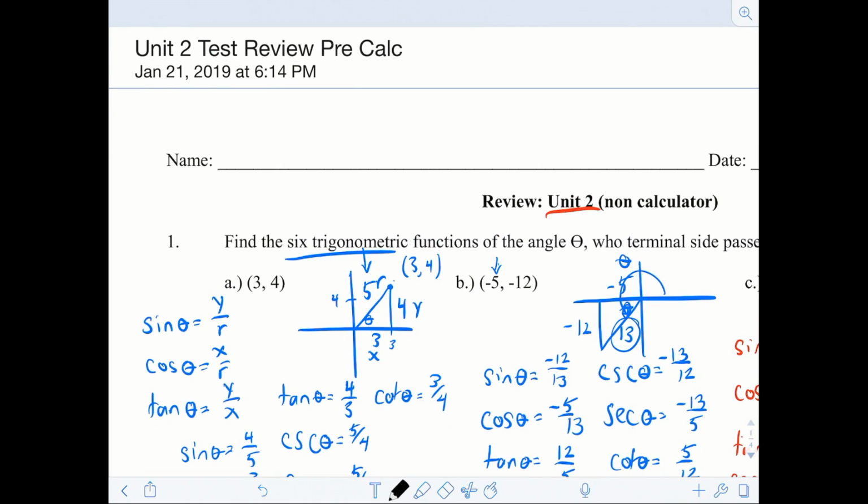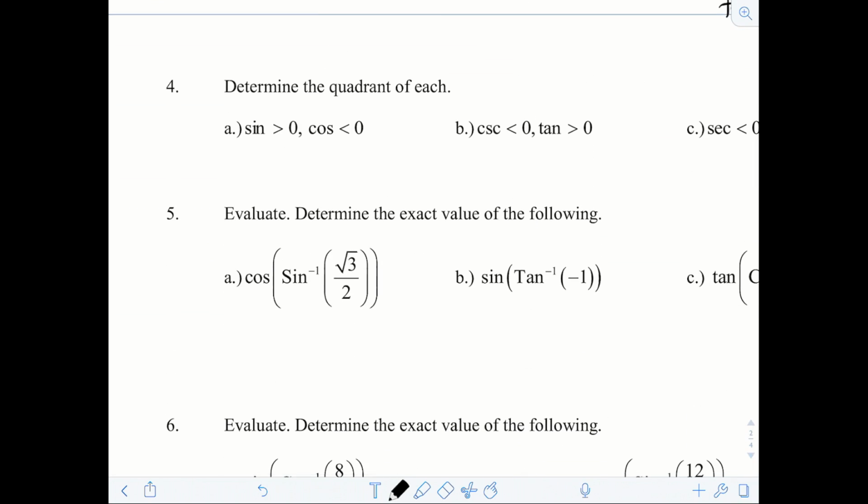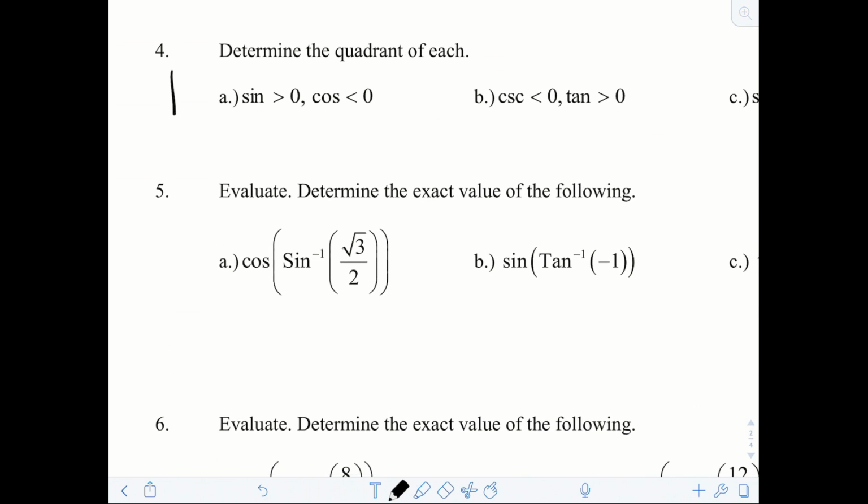I am working with unit two. This is really the trigonometric unit. So I am on number 4. Determine the quadrant for each. In this case, sine is going to be positive. So I'm going to start off with writing down "All Students Take Calculus."